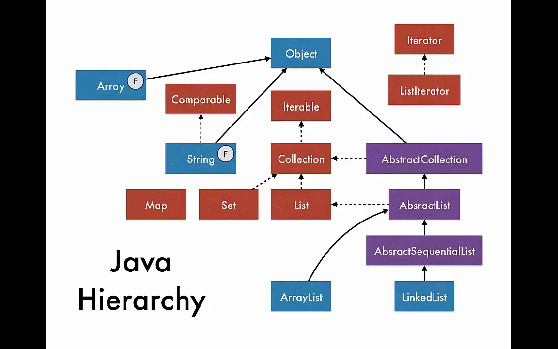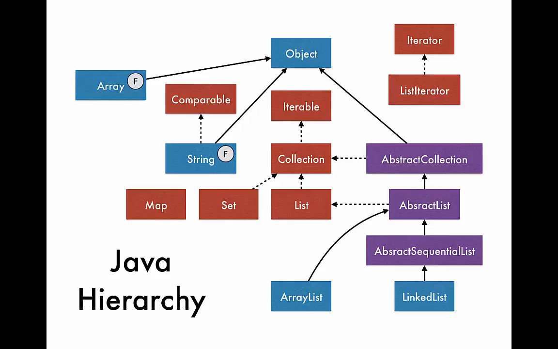In a previous video, we talked about arrays and array lists, and I showed you this diagram that gives you a small subset of the Java type hierarchy. As a reminder, all the arrows here are is-a relationships. So array list is a kind of abstract list, and abstract list is a kind of list. The solid arrows denote an inheritance relationship, and the dashed arrows represent an implements relationship.